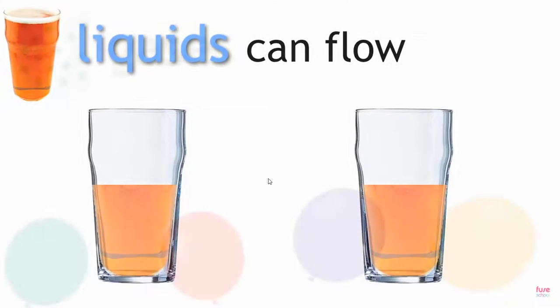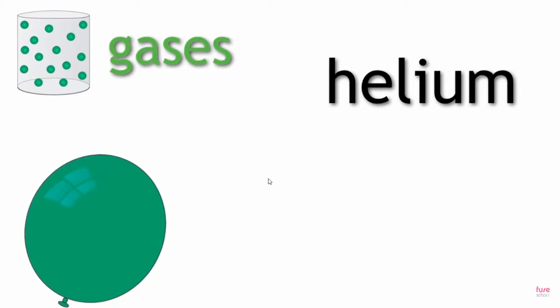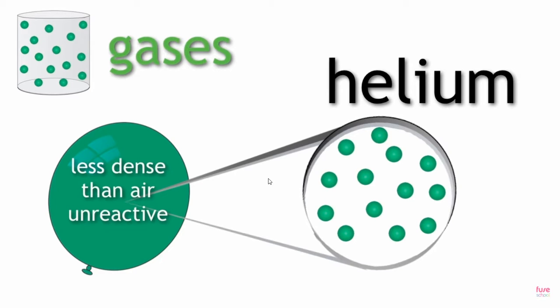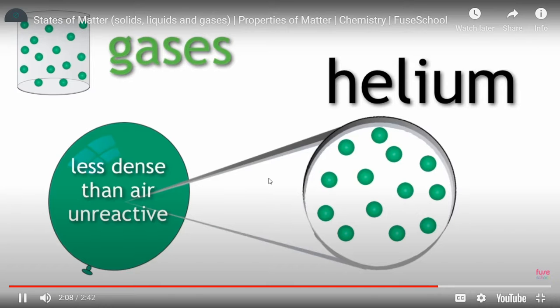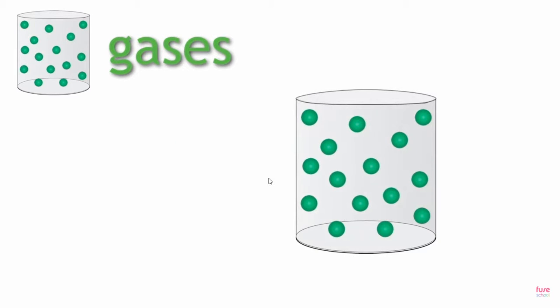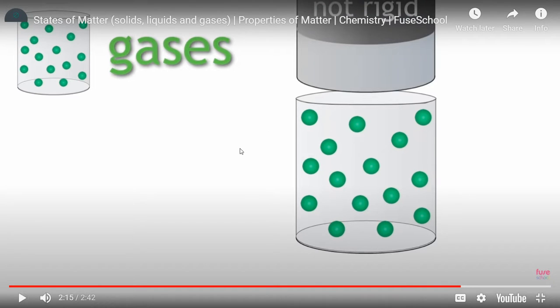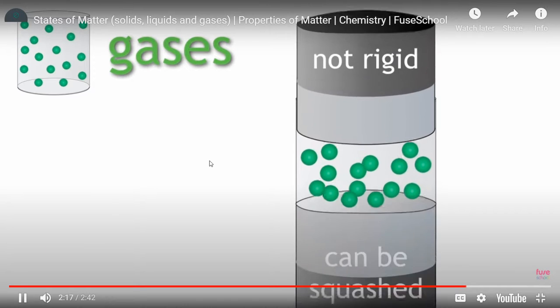Finally, let us look at gases. An example of a gas is helium. This is the gas in party balloons because it is less dense than air and unreactive. Again, as with solids and liquids, the properties of gases depend on how the particles in gases are packed. Unlike solids and liquids, the particles in gases are not closely packed. They're far apart. As a result, gases are not rigid and can be squashed or compressed.